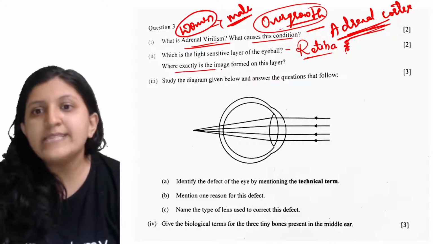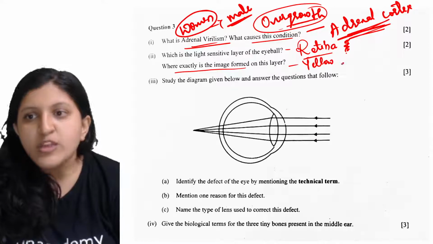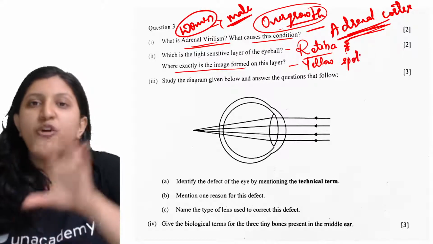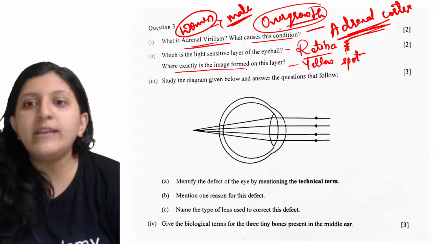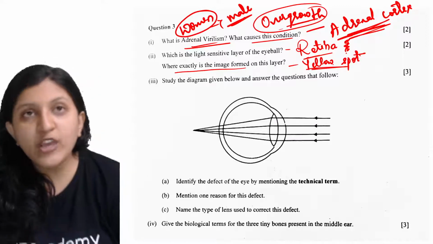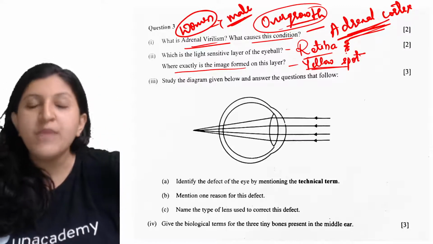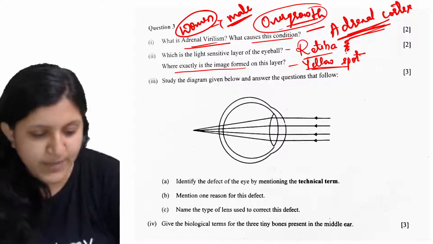And where exactly is the image formed? So you can write it as the yellow spot. Okay, so the yellow spot is the region of best vision, or also the color vision. So we can write the image formation occurs at the yellow spot. Yes, macula lutea, yellow spot, or the fovea centralis. Any of these names you have written is absolutely right.